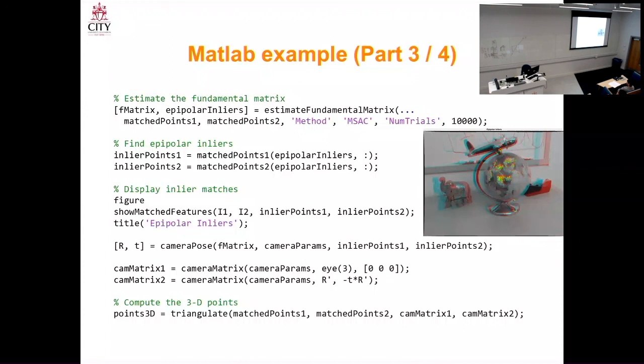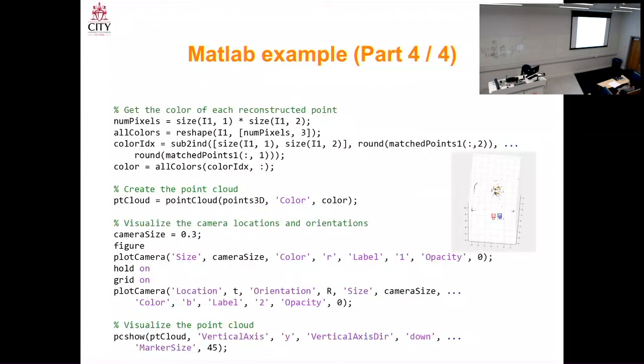Here I've got my inlier points, I'm visualizing them, and then I'm estimating the camera pose. Then I can triangulate into 3D to get these points in 3D. And now I'm pretty much done. I know where the points are in 3D, I know where the cameras are, and I can project from 3D to 2D. Here it's visualizing the reconstructed points as a point cloud, okay?